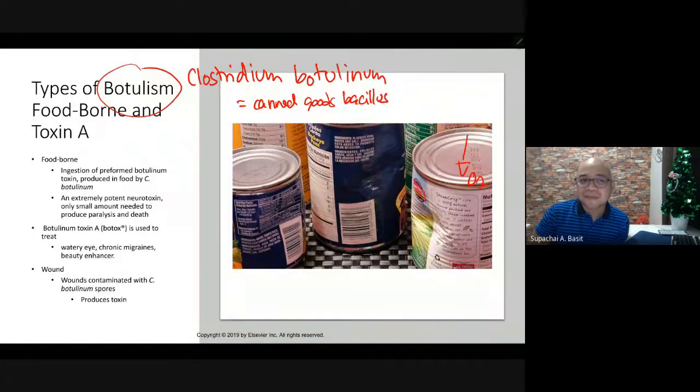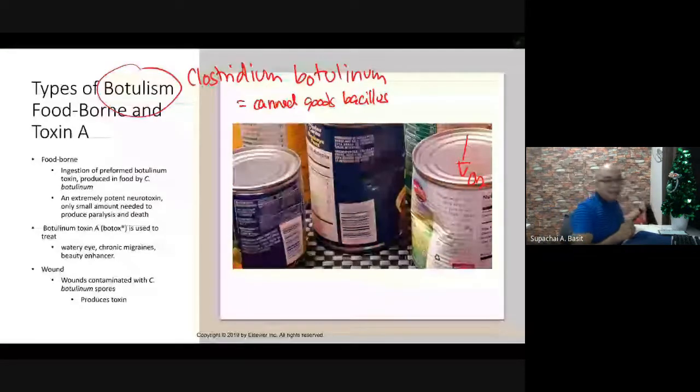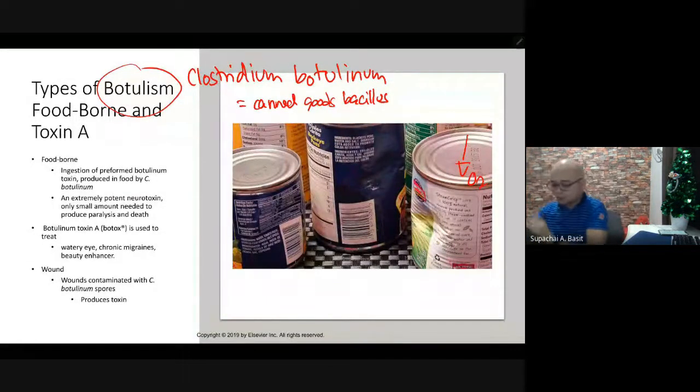Okay? Because of the research, they also found out that there are some botulinum toxins that can also be beneficial to humans and can be used medically. This kind of toxin is actually the botulinum toxin A. So the botulinum toxin A is the Botox.